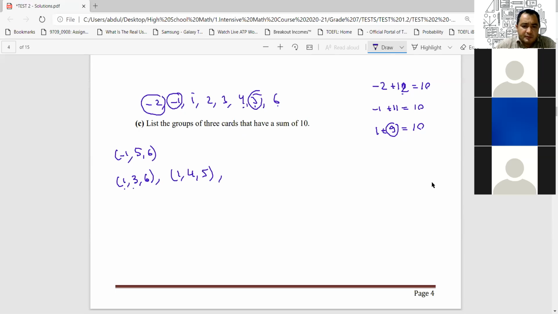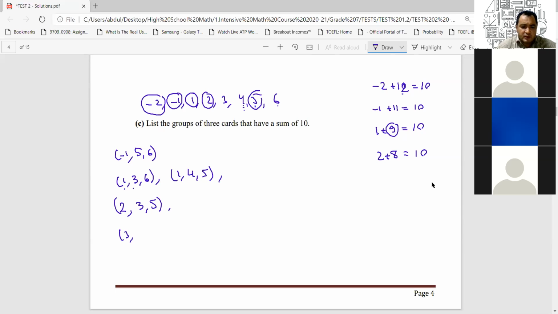And how about the next number? It is 2. We know that 2 plus 8 is equal to 10. So do we have two different numbers whose sum is 8? We are already using 2 here. 3 plus 4, no. 3 plus 5 is 8, right? So I can write here 2, 3, and 5. And how about 4 and 5? Doesn't work. 4 and 6 doesn't work. Only 3 and 5. Okay, we are done with 2.